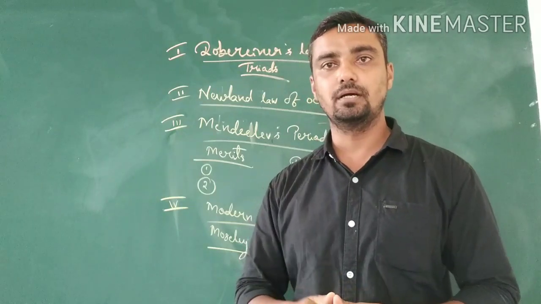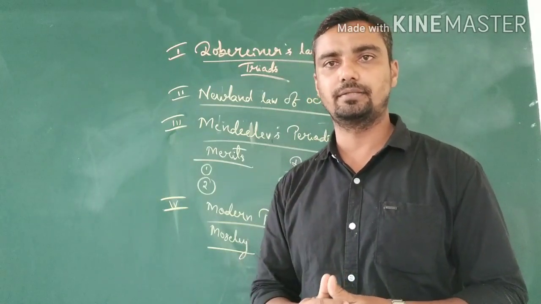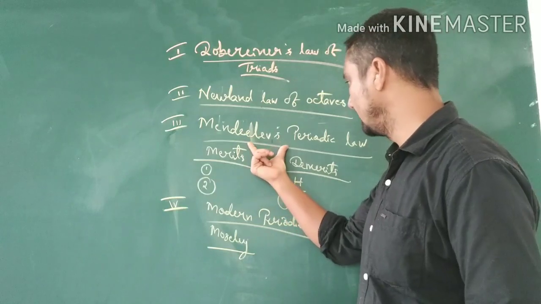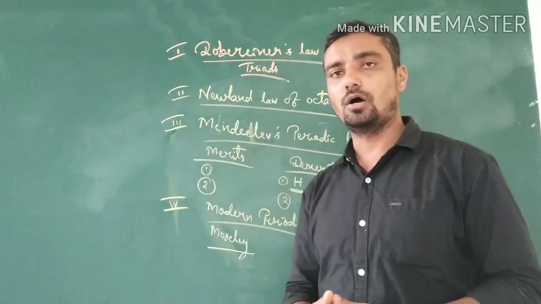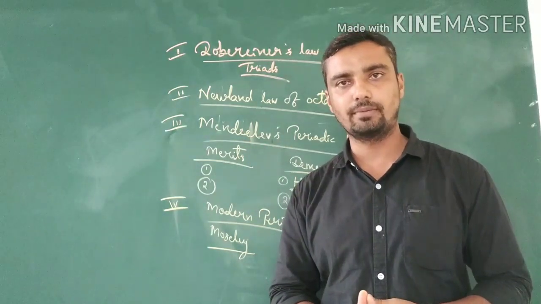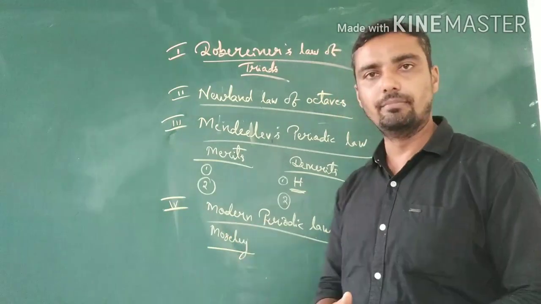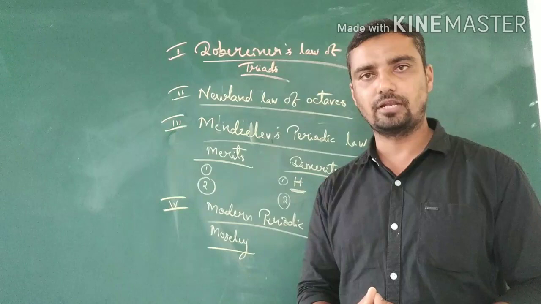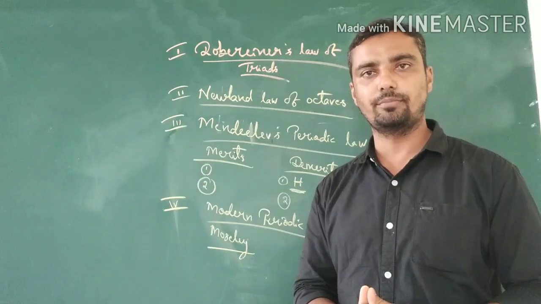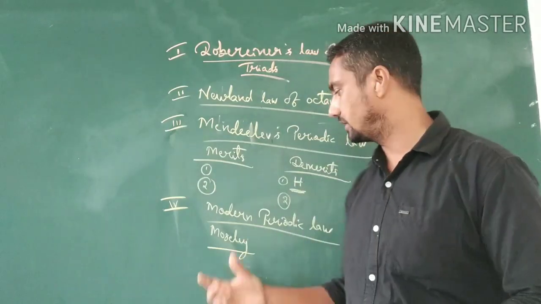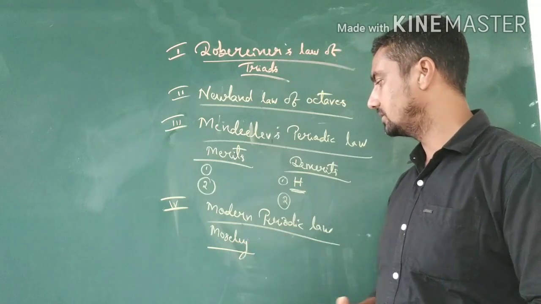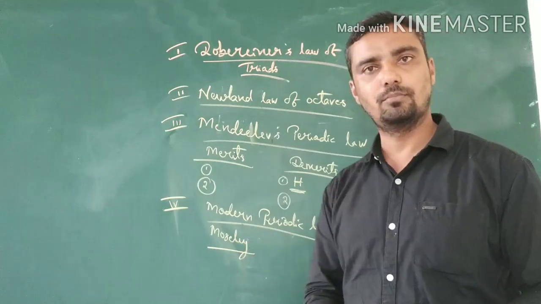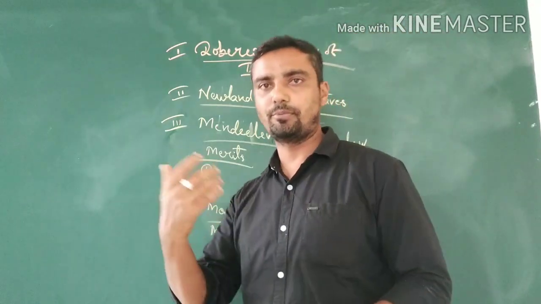But in Mendeleev's periodic law, it was atomic mass; here it is atomic number. So the physical and chemical properties of elements are a periodic function of their atomic number. That is nothing but the modern periodic law that was proposed by Moseley. People already know this.